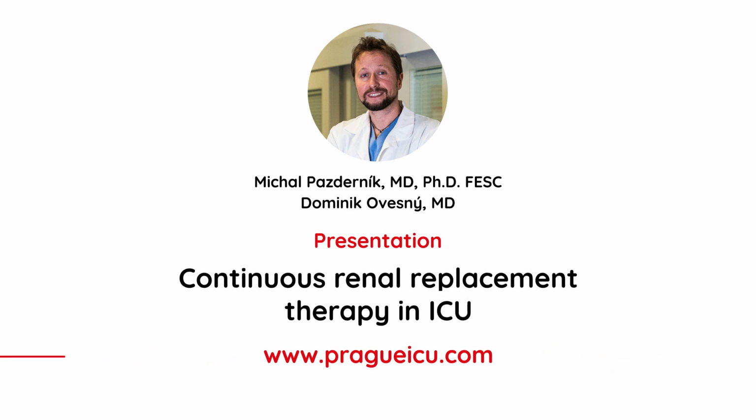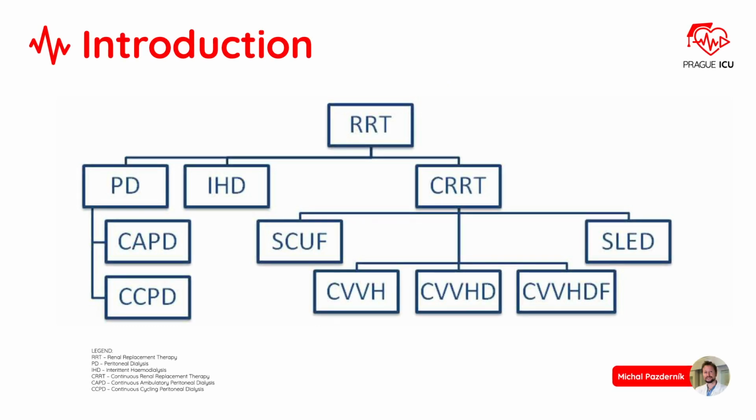I'm Mikhail Pazdernik, and in this presentation I will give you the most important information about continuous renal replacement therapy in ICU. Renal replacement therapy can be divided into three main types: peritoneal dialysis, intermittent hemodialysis, and continuous renal replacement therapy. CRRT is then divided into slow continuous ultrafiltration, CVVH, CVVHD, CVVHDF, and SLED.